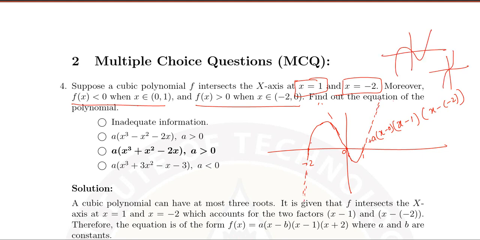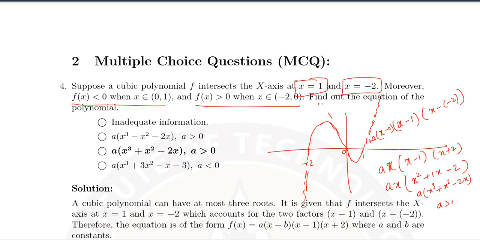Clearly from the graph, the a value is going to be positive, as we can see this curve gets extended this way, correct? So this is a possible equation. If I simplify this, this is going to be a x, x minus 1 and x plus 2. So now let's try to understand the given set of options. We can simplify this, and therefore option 3 becomes right.